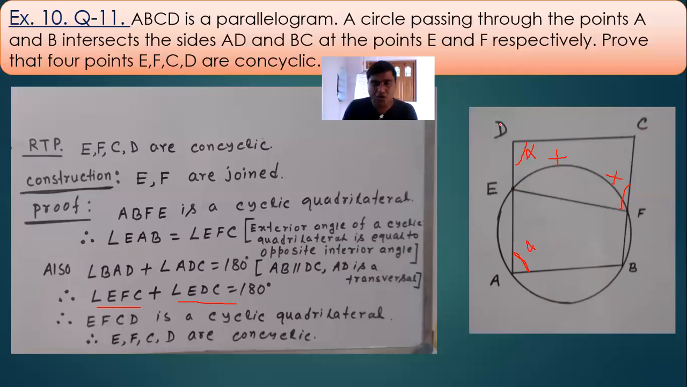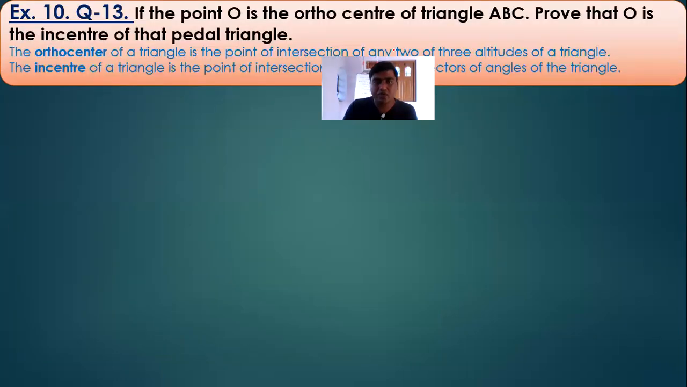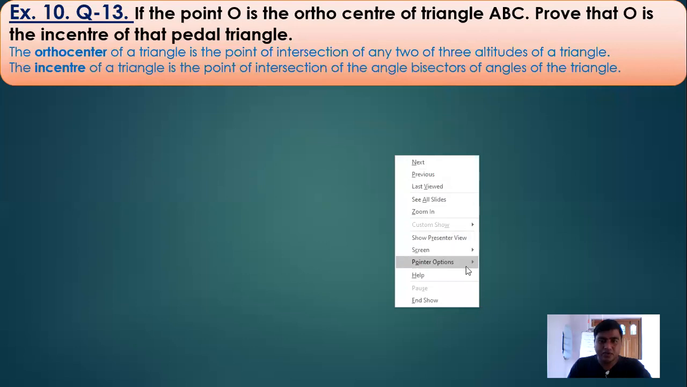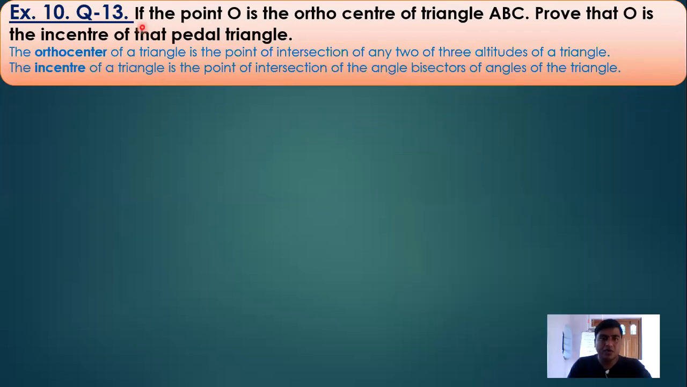So we go to our next problem. The next problem is: if the point O is the orthocenter of the triangle ABC.